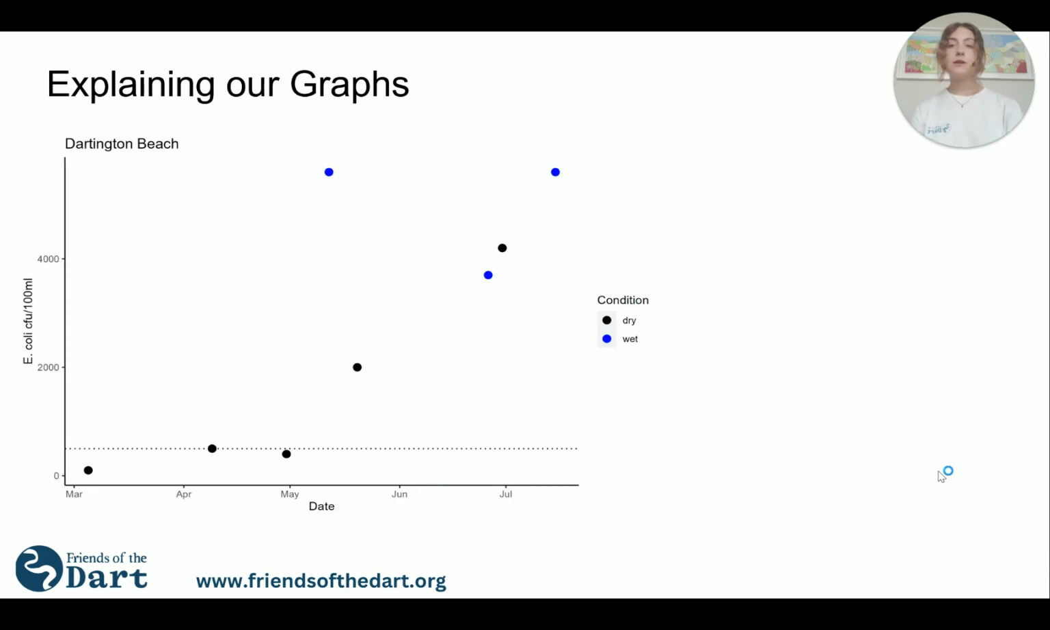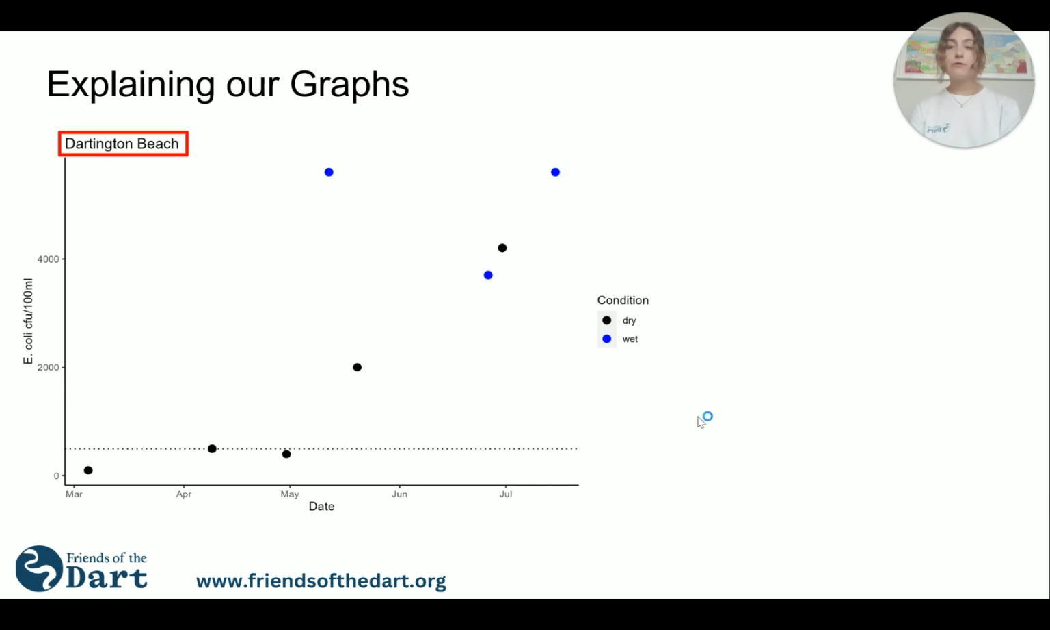So to explain our graphs, once we've completed a sampling round, we input our data into the raw spreadsheet, which can also be found on our website, and this generates graphs for each of the sampling sites. So each graph that you find will be the most up-to-date data that we have at each sampling site.